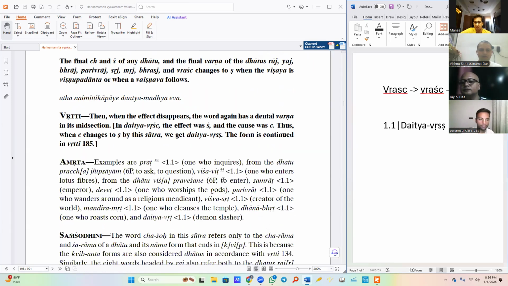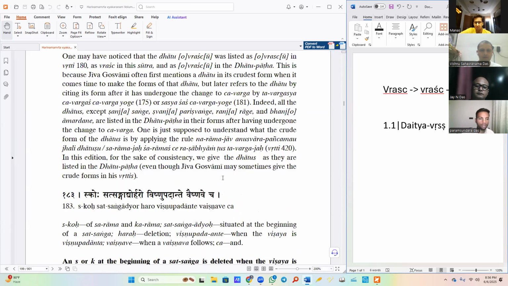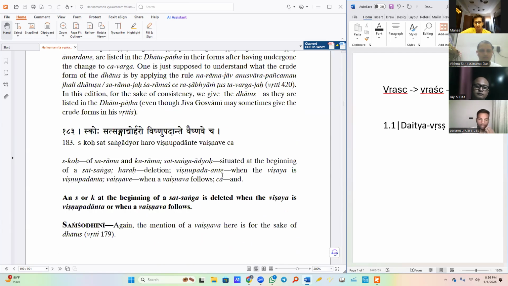Then the next sutra is Sko satsangadyor haro Vishnu padante Vaishnave cha. Sarama or Karama at the beginning of a satsanga is deleted when the Vishaya is Vishnu Padanta or when a Vaishnava follows.